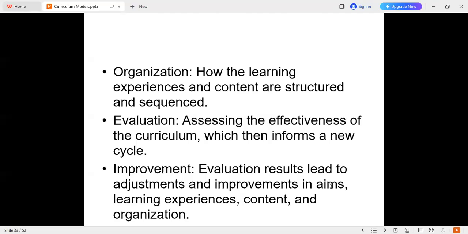Organization, how the learning experience and content are structured, sequenced, ordered. Not a new thing. Even in the previous two models, we saw that. Evaluation, assessing the effectiveness of the curriculum, which then informs a new cycle.